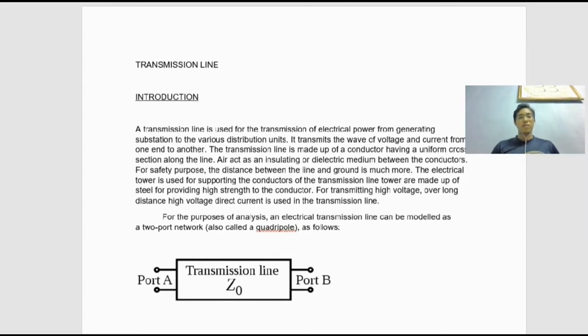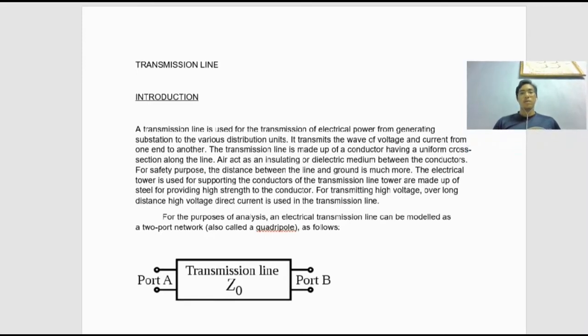So, for the introduction, a transmission line is used for the transmission of electrical power from the generating substation to the various distribution units. It transmits the wave of voltage and current from one end to another. The transmission line is made up of a conductor having a uniform cross section along the line.